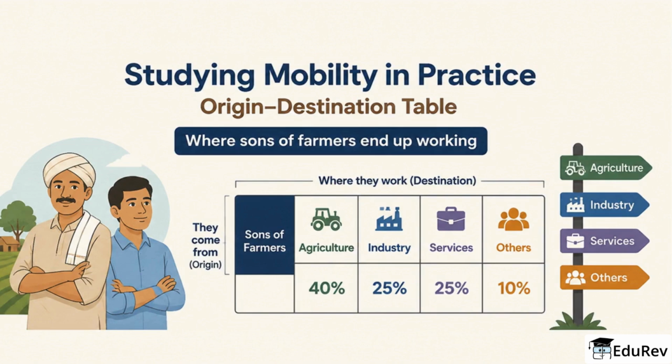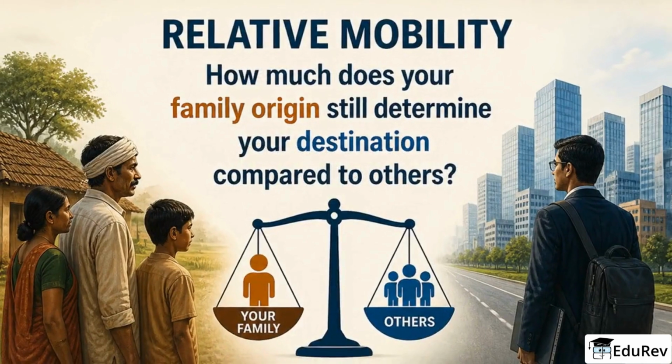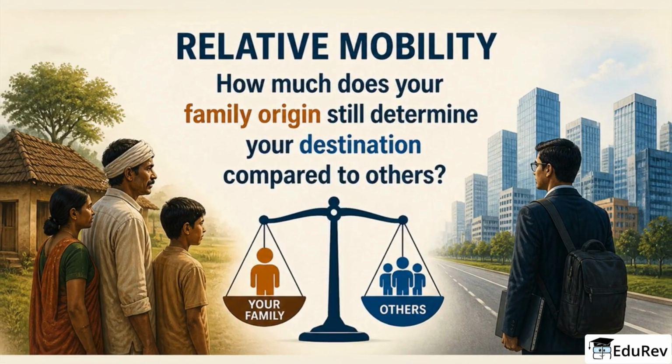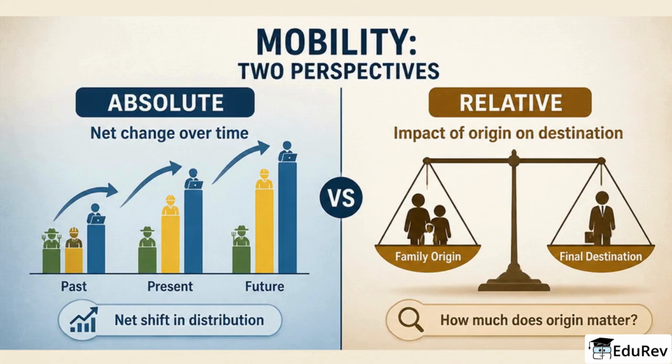Imagine a simple origin-destination table that shows where sons of farmers end up working. Absolute mobility looks at net change in occupational distribution across generations. For example, more people in white-collar jobs today than before. Relative mobility asks a different exam-worthy question: how much does your family origin still determine your destination compared to others? This distinction, absolute versus relative, is exactly the key idea many aspirants miss when they treat mobility as a single concept.